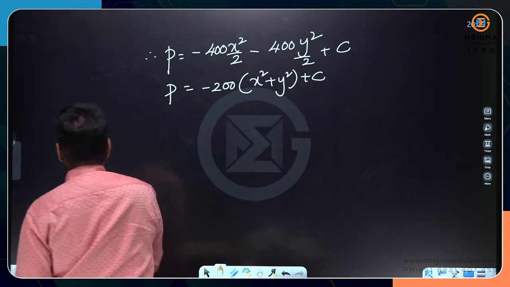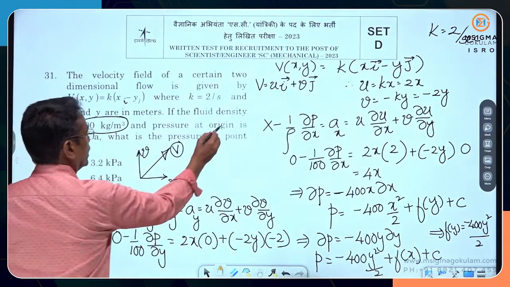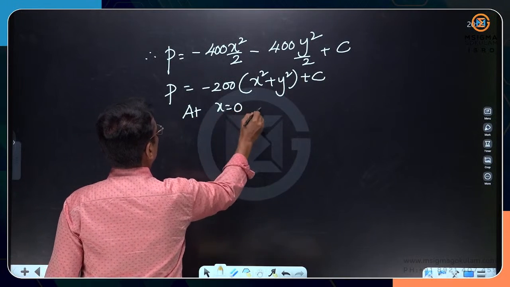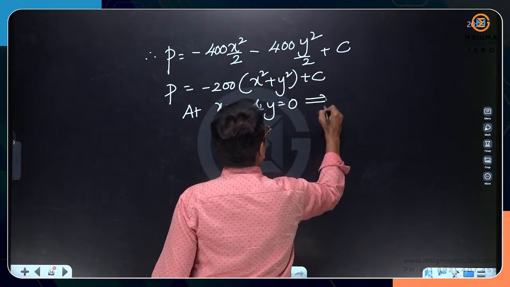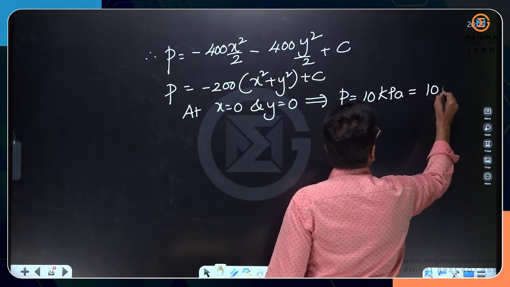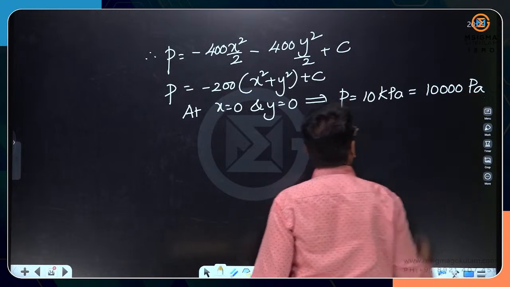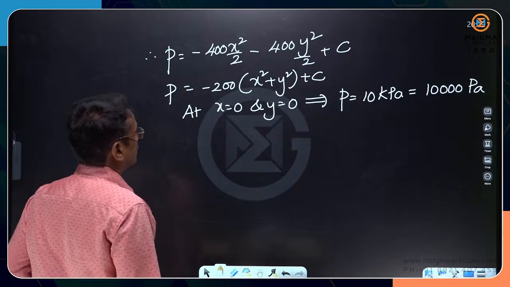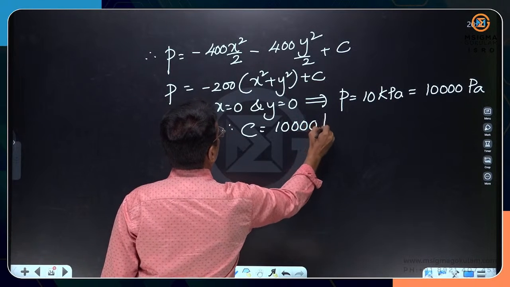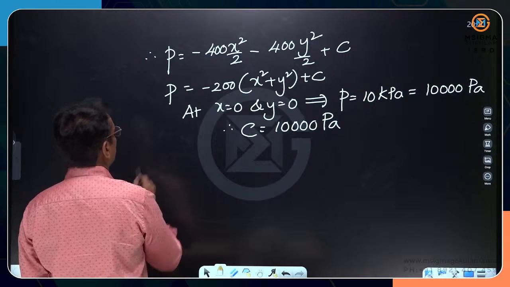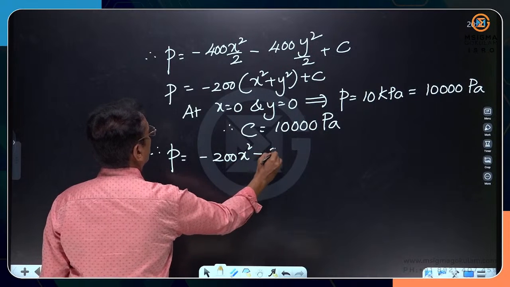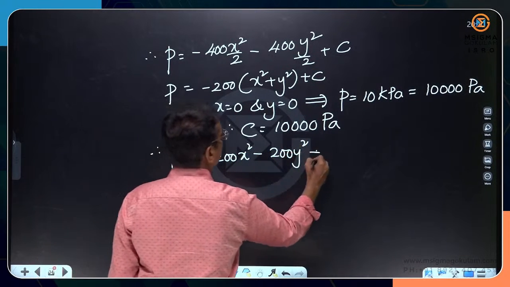But he has given the boundary condition there in the question. Pressure at the origin, look at this, pressure at the origin means 0, 0. At x is equal to 0 and y is equal to 0, pressure is 10 kilopascal, but never keep it in kilopascal, it is 10,000 pascal. We have to maintain proper units also. That means, therefore C is equal to 10,000 pascals. Now we got the answer function for the pressure. Therefore, pressure P is equal to minus 200 x square minus 200 y square plus 10,000.